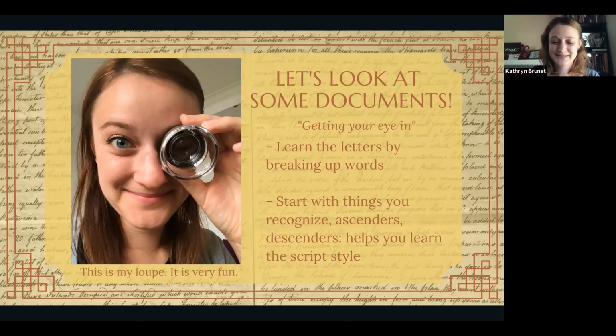Getting used to scripts and letter forms is something paleographers call getting your eye in. So before we start, remember to break up the words letter by letter. Start with things you recognize and work from those, identifying letters by what you already know.